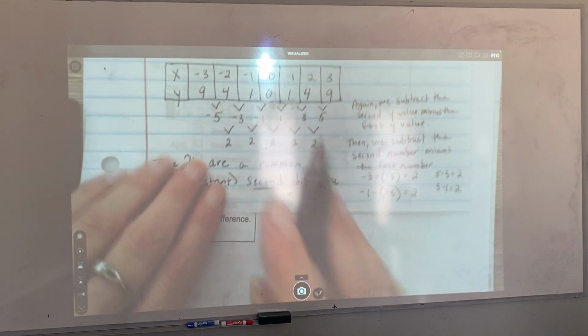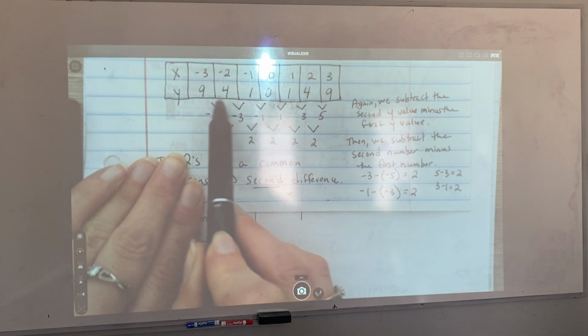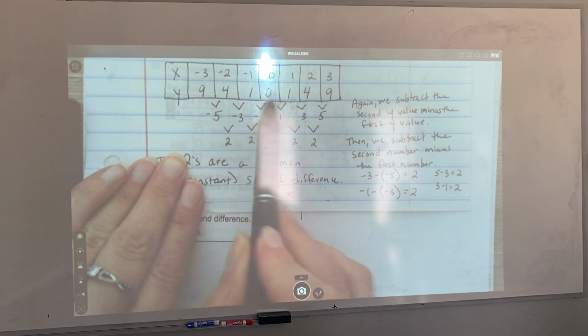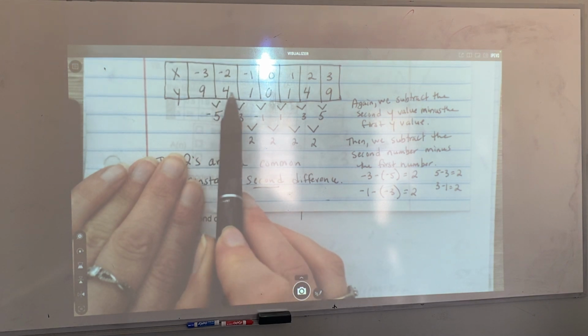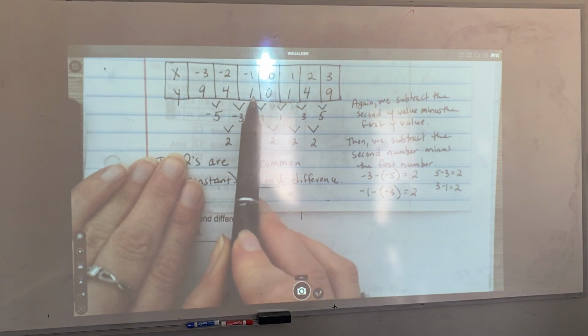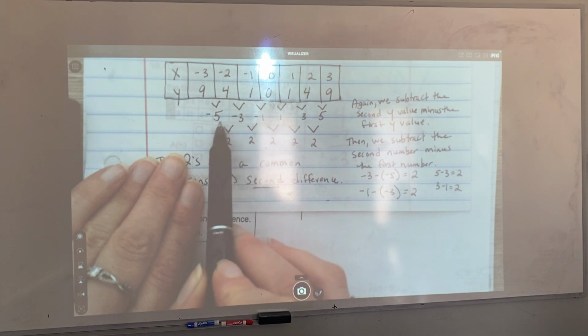The way we're going to identify the quadratic function isn't by its vertex and symmetry. We're going to identify it by its second difference. That means we find the difference of your y values. You always do the second y minus the first. 4 minus 9 is -5. 1 minus 4 is -3. 0 minus 1 is -1. So on and so forth.